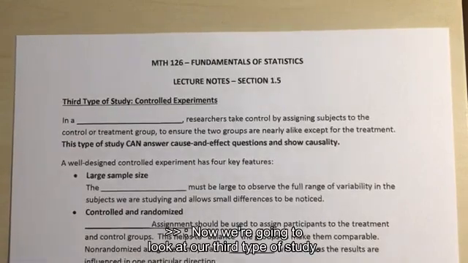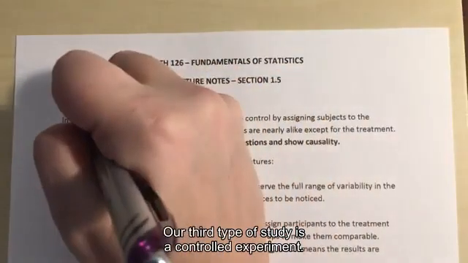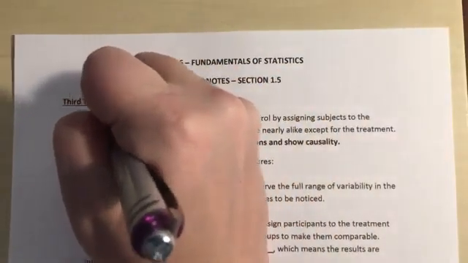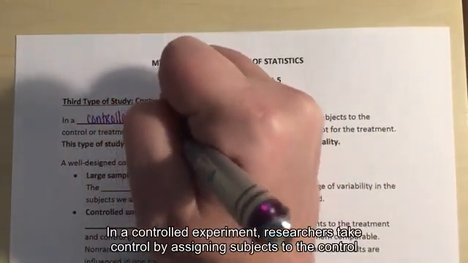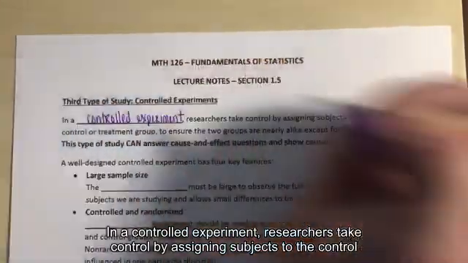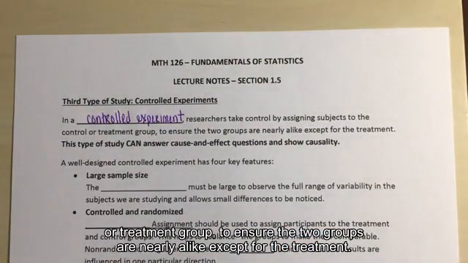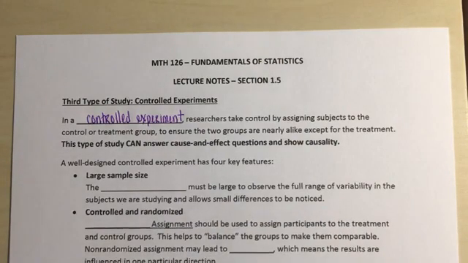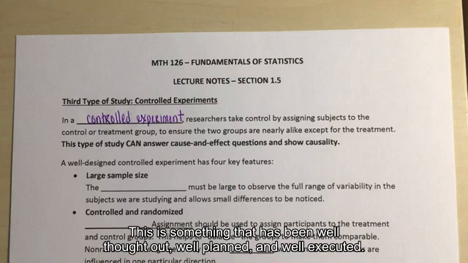Right, so now we're going to look at our third type of study. Our third type of study is a controlled experiment. In a controlled experiment, researchers take control by assigning subjects to the control or treatment group to ensure that the two groups are nearly alike except for the treatment. Right? So here, this isn't a story. This isn't something that's just being observed. This is something that has been well thought out, well planned, and well executed.